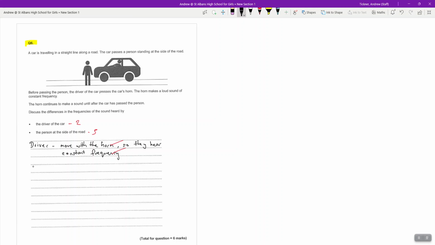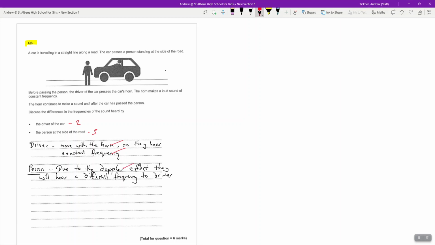There's more to say about the person. Okay, so let's talk about what they're going to hear. The key principle that this is because of is that due to the Doppler effect, they will hear a different frequency to the driver. Now there's two marking points in that sentence.